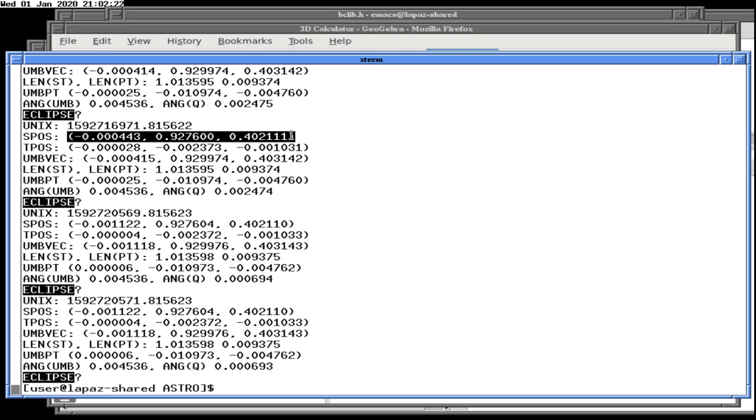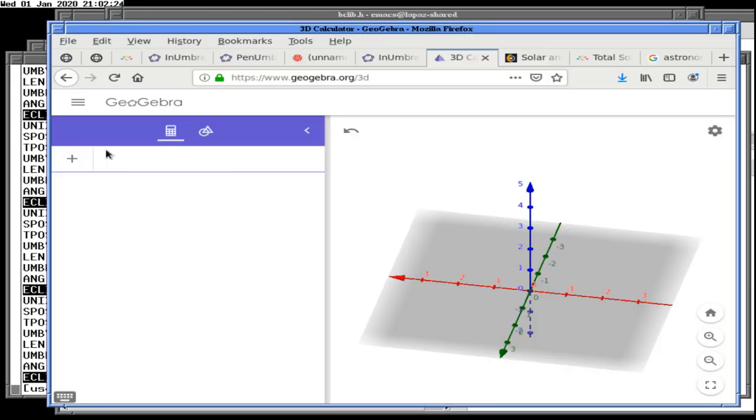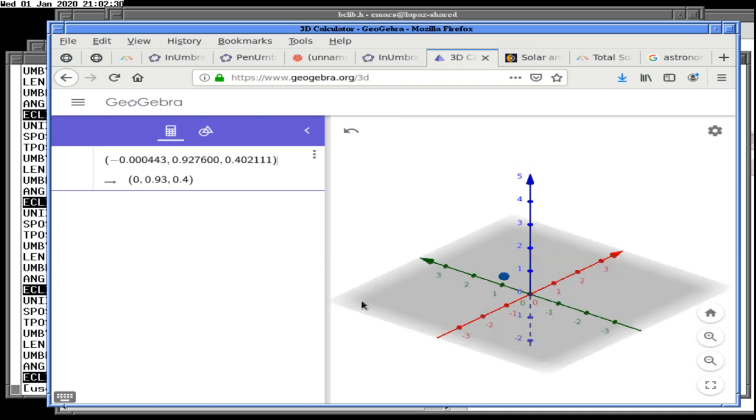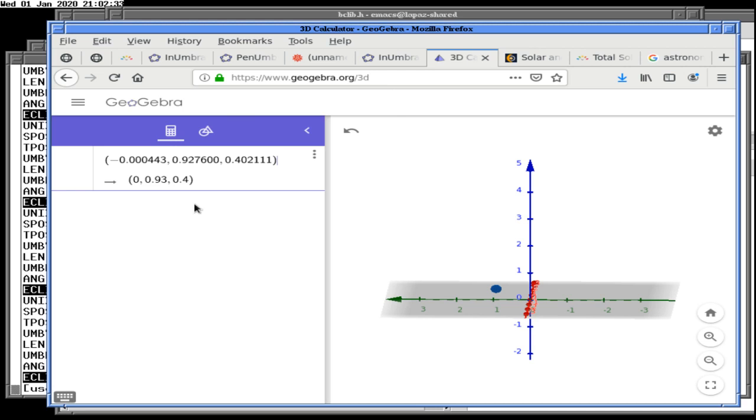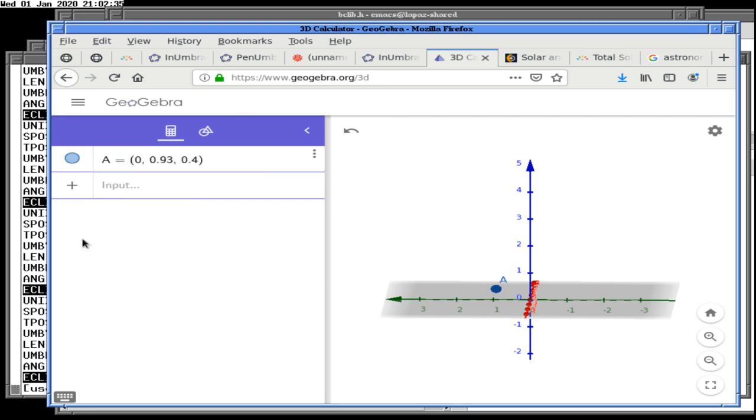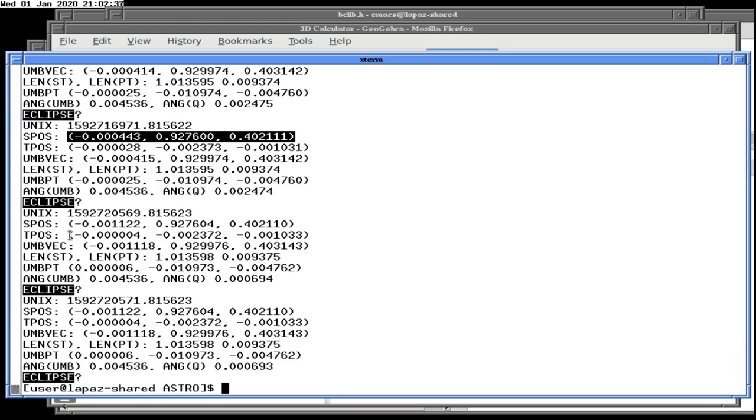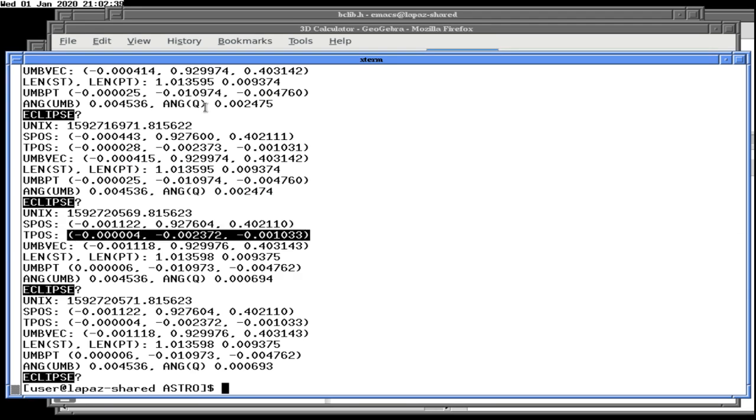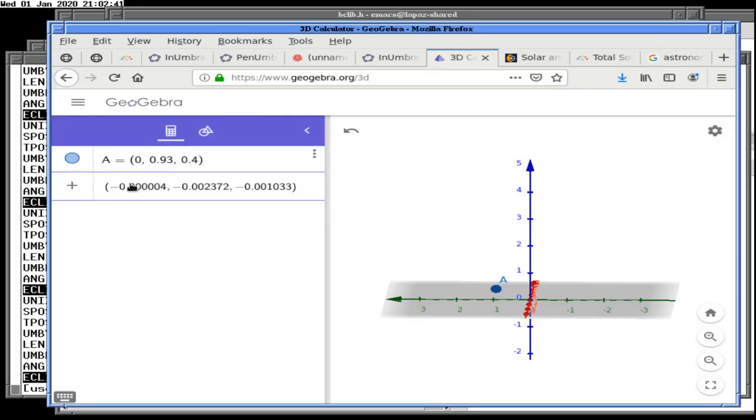I sense trouble up ahead. Cool. There is the sun. And we're calling it point A right now, I don't care, we can change that. T-pause. Okay.